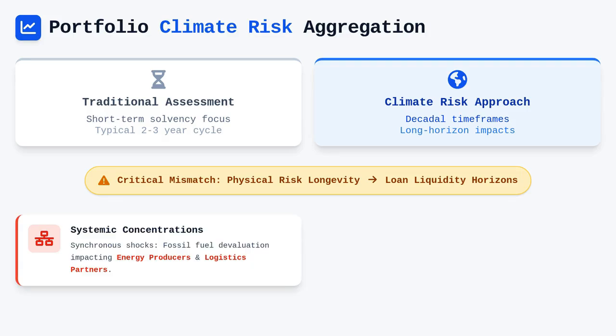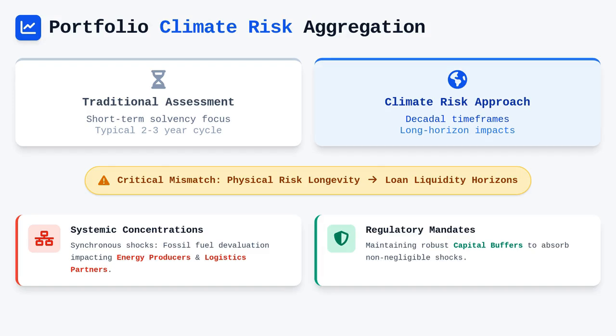We evaluate systemic risk concentrations where multiple industries might face synchronous shocks, such as a sharp decline in fossil fuel asset values affecting both energy producers and their downstream logistics partners. Consequently, regulators are increasingly mandating that financial institutions demonstrate their ability to withstand these scenarios by maintaining sufficient capital buffers to absorb potential climate-related shocks.